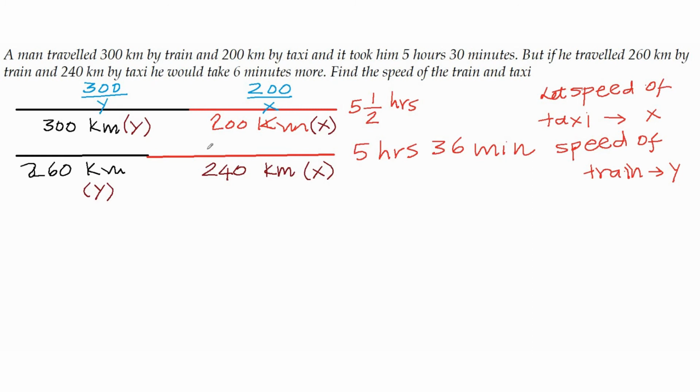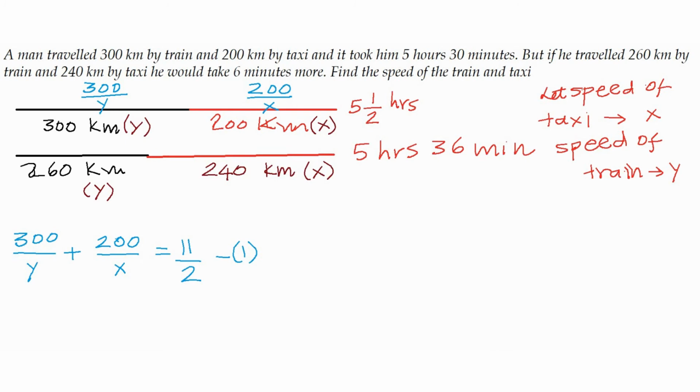So the addition of these two times, that is 300 upon y plus 200 upon x, this total time is given by 5.5 hours. 5.5 is 11 by 2 hours, right? This is my first equation.